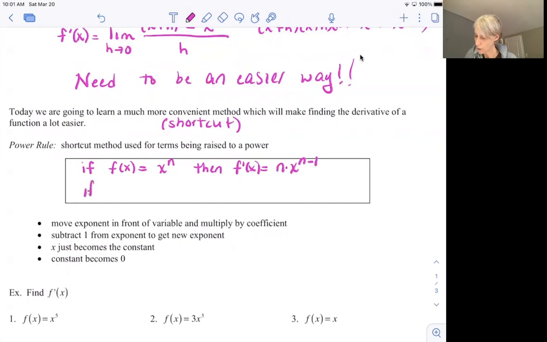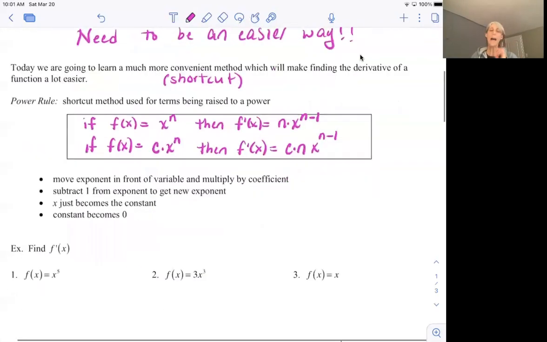We can also apply this rule if we have a multiplier out front. If we have a constant c times x to the n power, then f prime of x is going to equal c times n, whatever number's out in front, x to the n minus 1. Okay. And that's the notation for the power rule, but it's very, very easy to use. What we're going to do is move the exponent down in front of the variable and multiply by the coefficient that's in front. Subtract 1 from the exponent to get the new exponent. X just becomes a constant and a constant becomes 0. These are things we're going to see based on the rules.